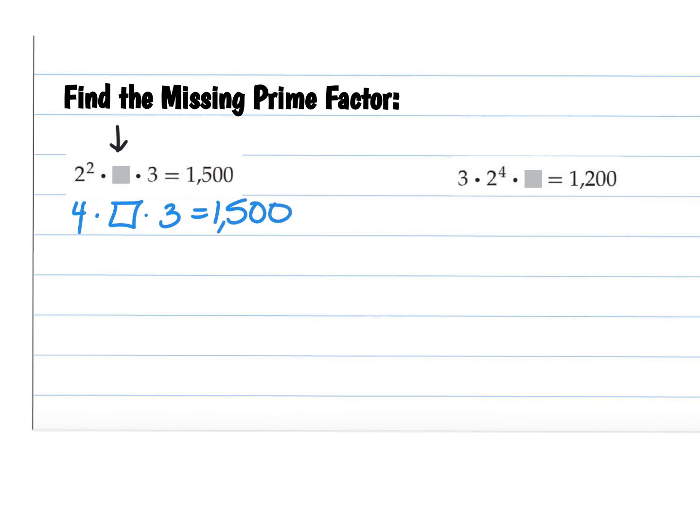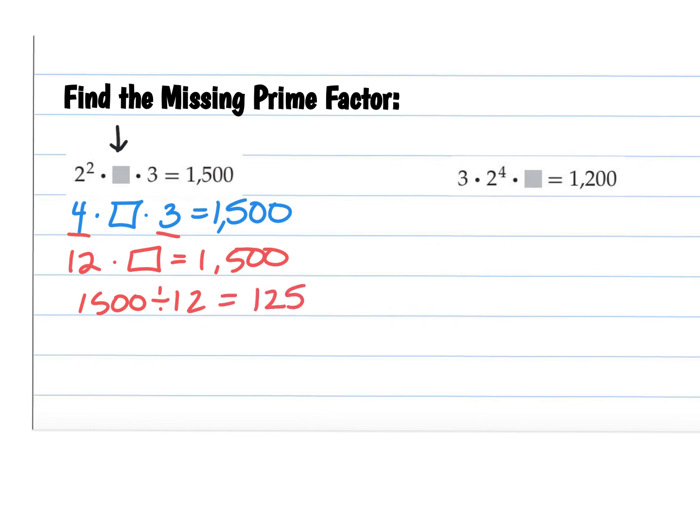So I can change this out of order. I can do my 3 times my 4 because of commutative property. So I know that 12 times something is supposed to give me 1,500. Well, if 12 times something gives me 1,500, then I can divide 1,500 divided by 12 to figure out what that missing factor is. And it's 125. But I'm looking for the prime numbers. So I know that the missing part is supposed to be 125, but I have to write it as primes.